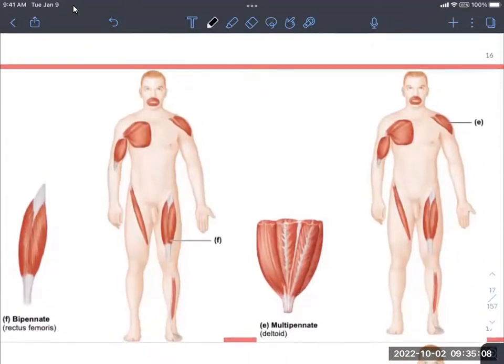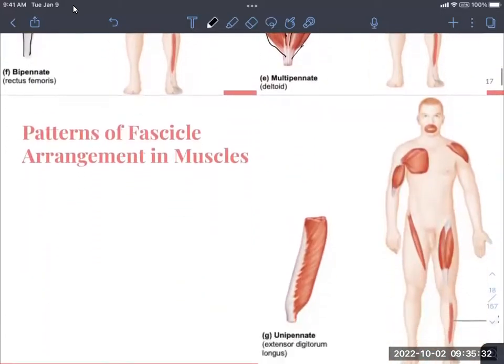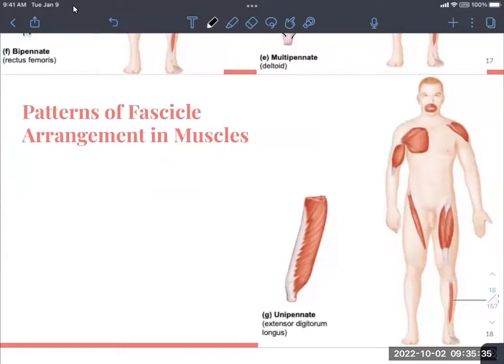So you see that bipennate, it kind of starts up here and kind of starts with a tendon at one side and finishes with a tendon at the other side. Or this deltoid, there's three different parts to it. Those three different parts all attach down to one tendon. Or that unipennate, extensor digitorum longus. It extends digitorum, your digits, your toes, and it's the longest. It's a long muscle.